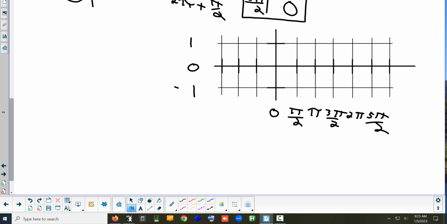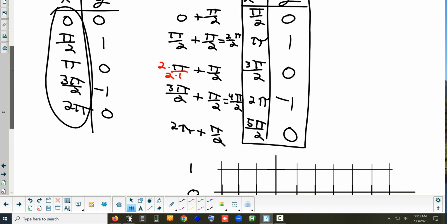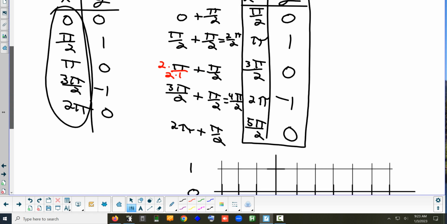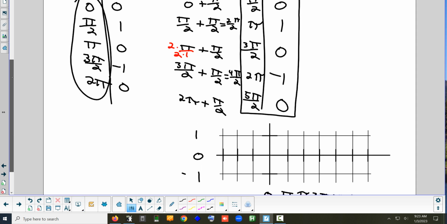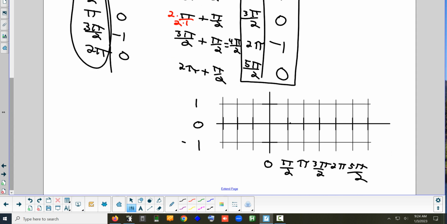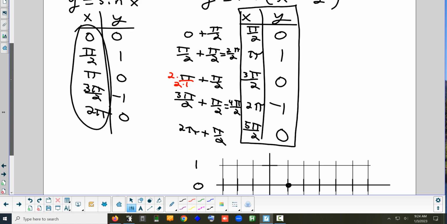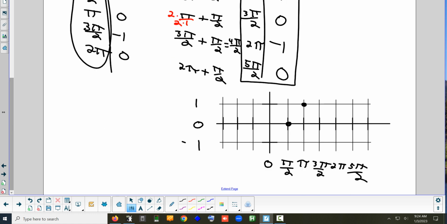Technically, you don't need to do what I just did there with the 1, -1, and 0. If you don't label it, I'm going to assume you're going to go by ones. You can label it. All right. And now plot those points down below. Not quite. So pi over 2, 0. Pi, we're at 1. 3 pi over 2, back to 0. 2 pi, -1. And 5 pi over 2, back to 0.